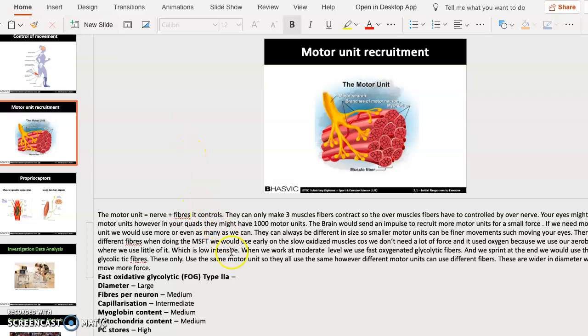These use the same motor unit type, however they use different motor units, so they can all use different fibers. These are wider in diameter, which can move more force and contract harder.